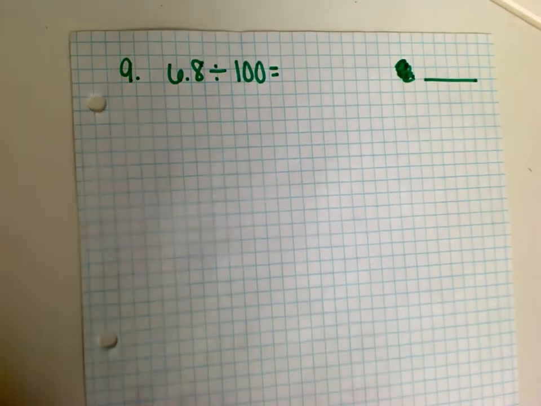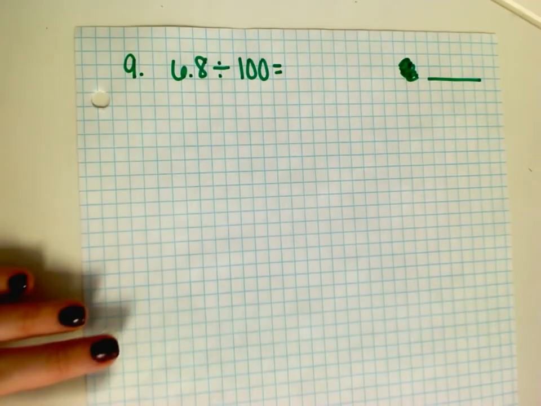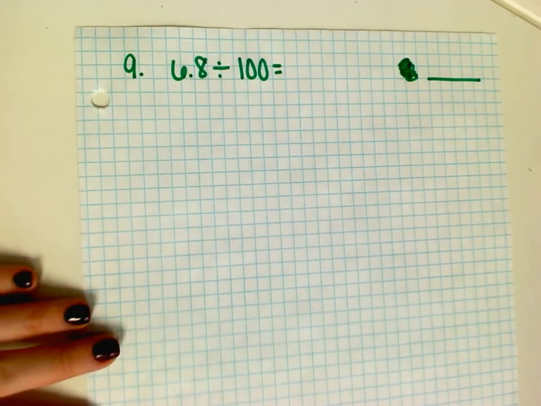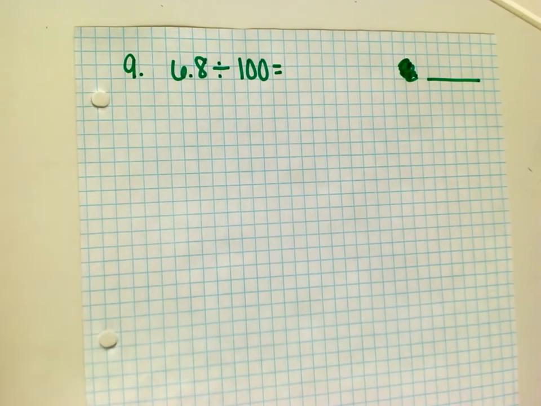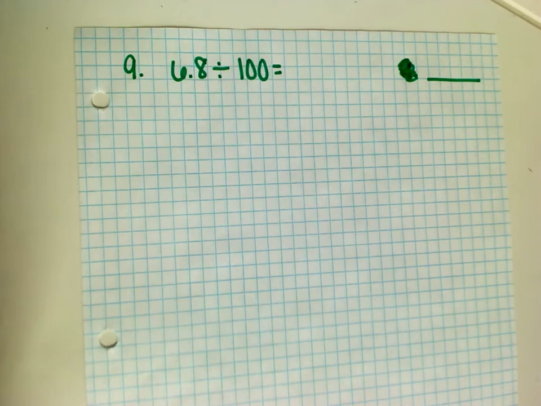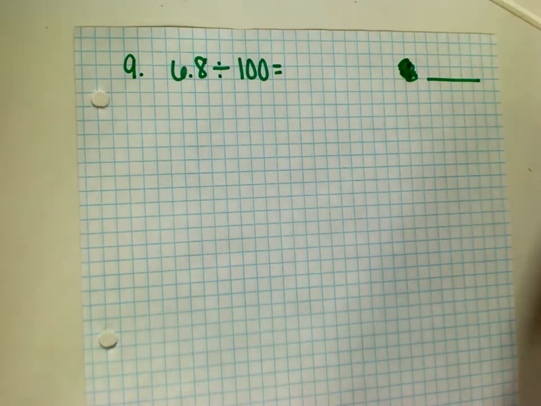Okay. We have 6 and 8/10 divided by 100. So when I'm dividing, am I getting bigger or smaller? Smaller. Very good. I'm getting smaller, which means my decimal point is moving to the right or the left. Left. Very good, left. And that 100 has how many zeros? 2, which means I'm doing how many hops to the left? 2. All right, you know all the information you need to know.